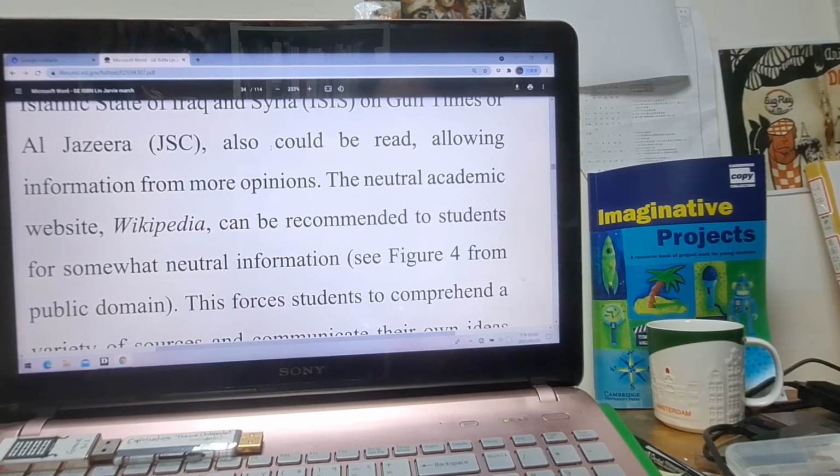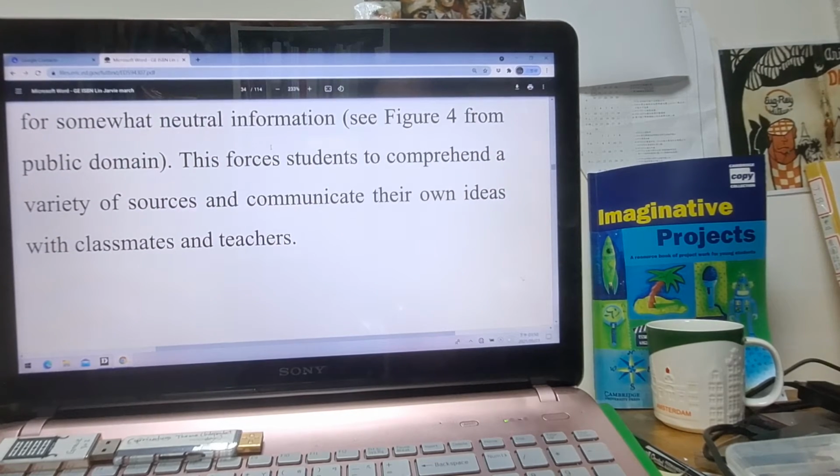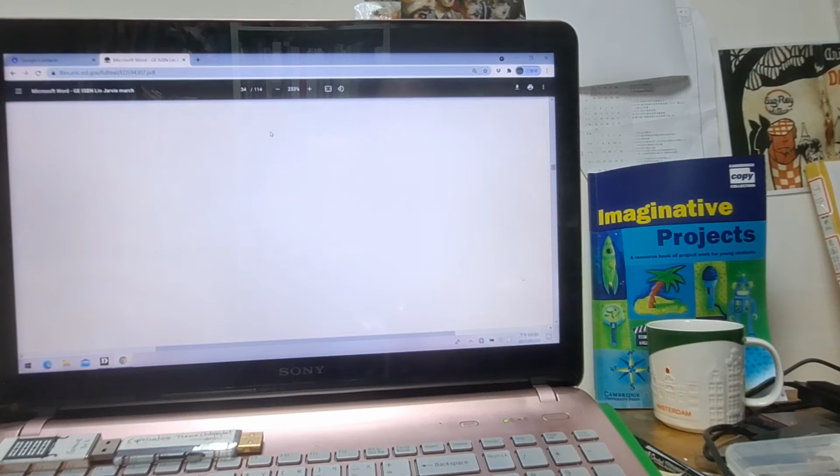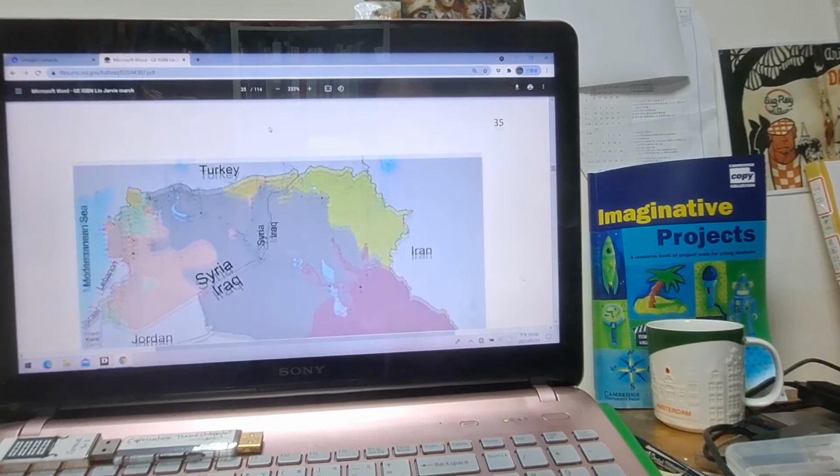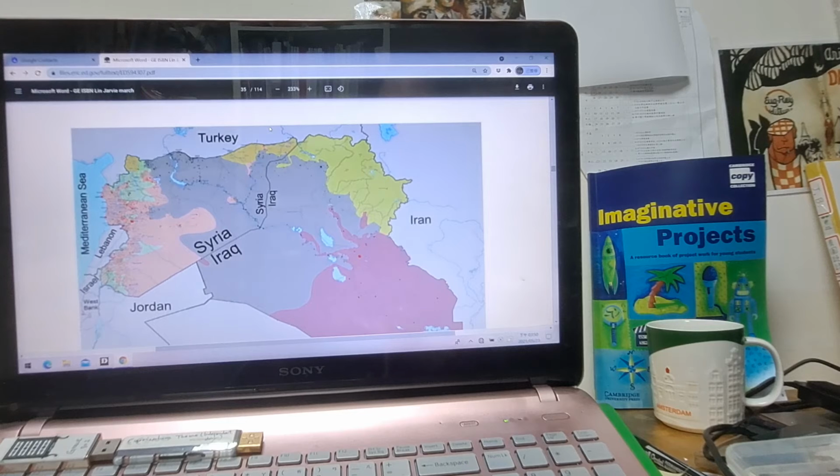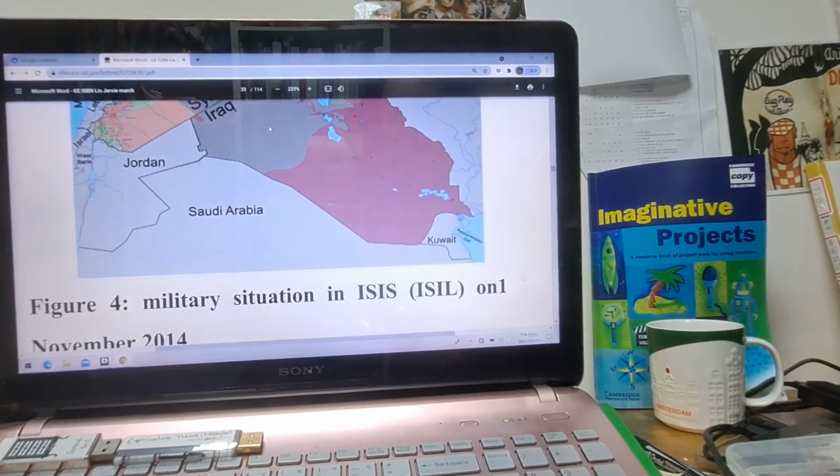The neutral academic website, Wikipedia, can be recommended to students for somewhat neutral information. This forces students to comprehend a variety of resources and communicate their own ideas with classmates and teachers. So from different types of newspapers' view, you can interpret differently.